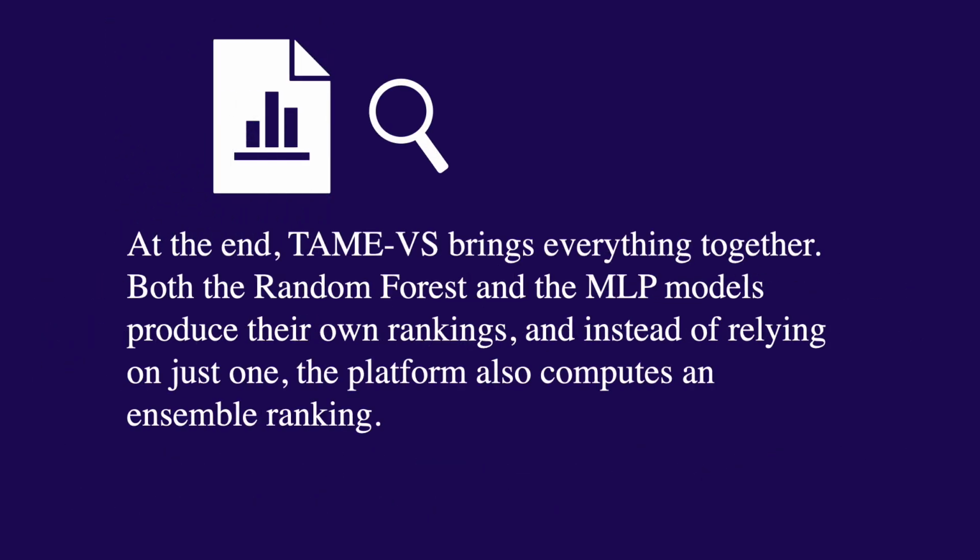At the end of the pipeline, the tool brings everything together. Both the random forest and the MLP models produce their own rankings of compounds, but instead of relying on just one, the platform also computes an ensemble ranking. This is done by averaging the ranks from both models, so molecules that score well across methods rise to the top. The final output includes the individual model scores, the ensemble ranking, physicochemical properties, and a filtered top hit list.